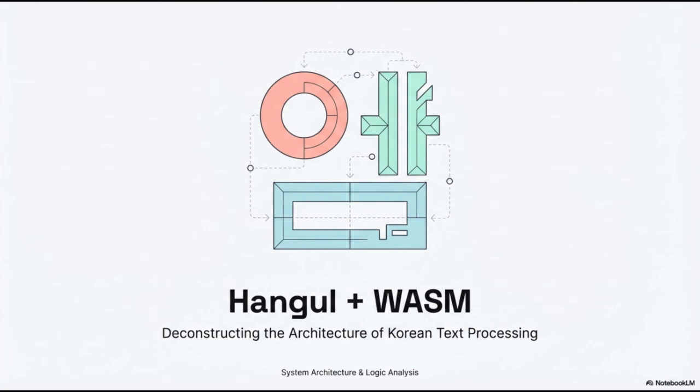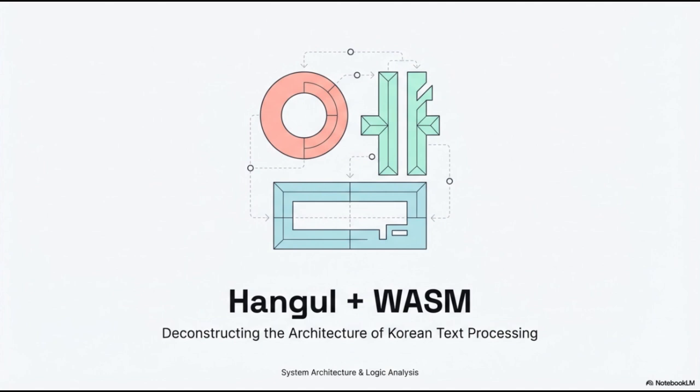In this presentation, titled Hangul WASM, Deconstructing the Architecture of Korean Text Processing, we will conduct a deep dive into the intersection of low-level system architecture and complex script handling. Our focus today is on system architecture and logic analysis. We will explore how the unique modular structure of the Hangul script can be efficiently processed using the high-performance capabilities of WebAssembly. By breaking down the underlying logic of character composition and decomposition, we can understand how to build faster, more robust text engines for the modern web.